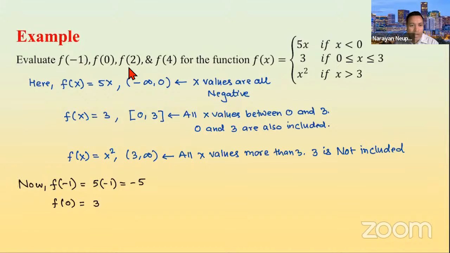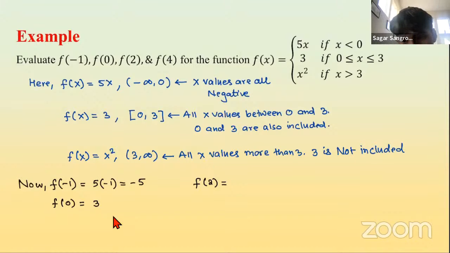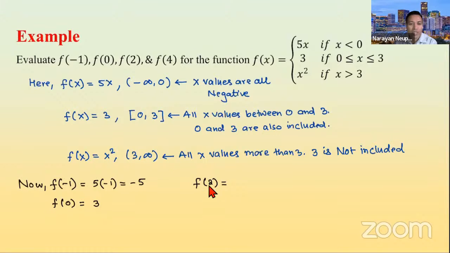Okay, now the next one we have is f of 2. Look at the screen. We have f of 2. Sagar, please unmute yourself. 2 is in which interval you said? f(x) equals 3, the second one. The second interval, that's very good. So yes, 2 is also in the second interval from 0 through 3, and the value of the function is always 3. So here also f of 2 will be equal to 3. Awesome. Good job, Sagar.